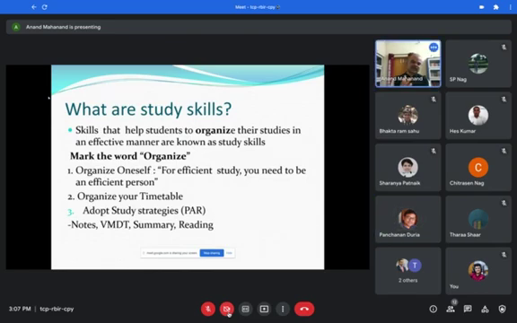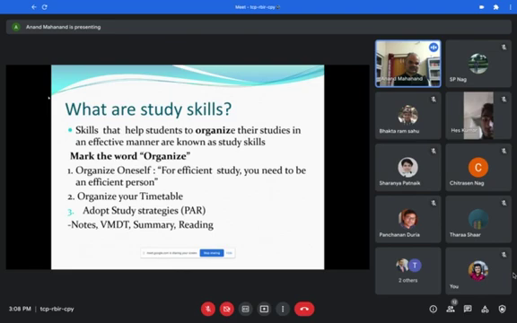Efficient means one will do one's work at proper time, and in a better way, in a good way. So you organize your timetable, you get up early in the morning, then have your food at the right time, then do your homework, submit your assignments at right time. So all these things are part of organizing oneself. And also you adopt study strategies.